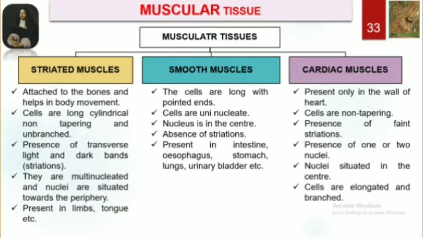The second muscle type is smooth muscle. Cells are long and pointed, with tapering ends. Cells are uninucleated. Nucleus is in the center. There are no striations. Present in intestine, esophagus, stomach, lungs, urinary bladder, etc.